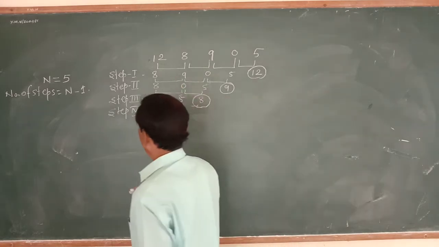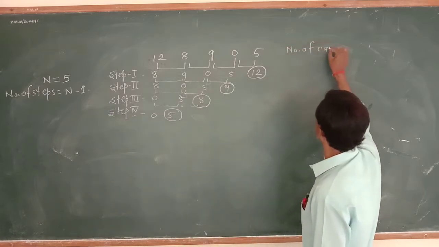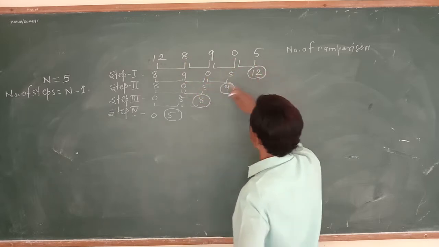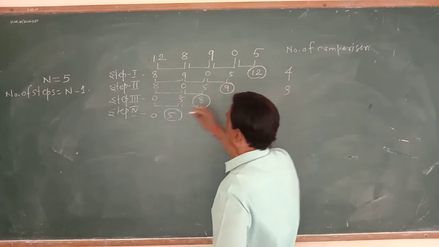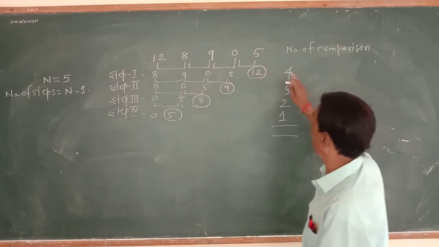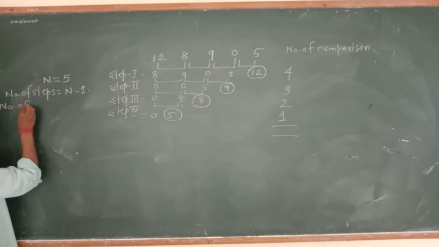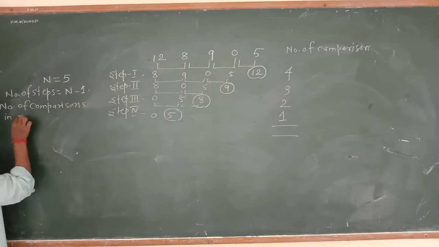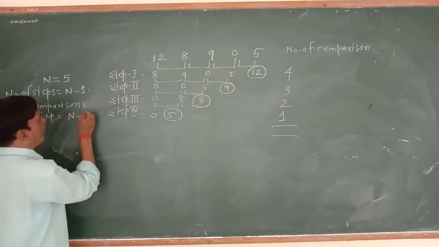So number of comparisons in step number 1, 4 comparisons. Step number 2, 3. Step number 3, 2. Step 4, only one. So number of comparisons in nth step is equal to n minus step number.